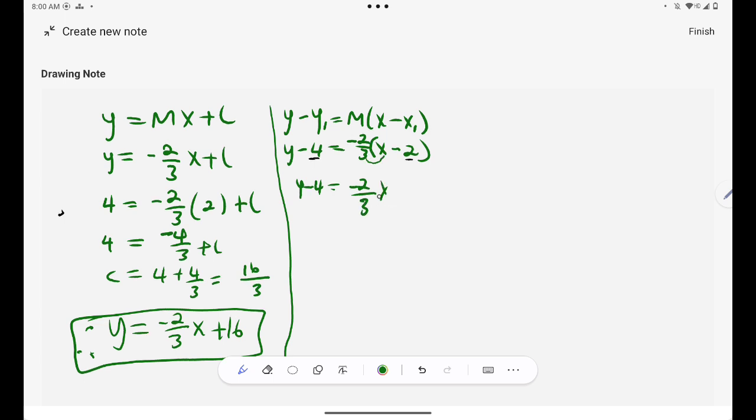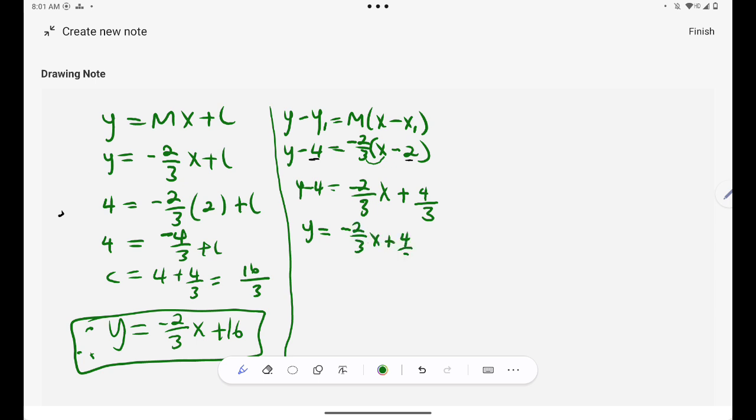When these two multiply, I'll get negative 2 over 3x plus 4 over 3. Negative 2 over 3 multiplied by negative 2, I'll get a positive 4 over 3. Then I just need to take the 4 to the other side. I'll have y is equal to negative 2 over 3x plus 4 over 3 plus 4. This thing will just give me negative 2 over 3x plus 16 over 3. Now I know my equation.